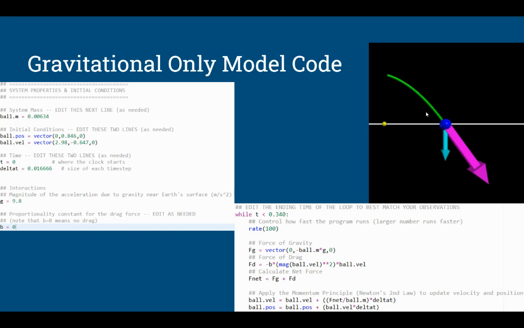So for the gravitational only model of the code, we have the ball mass. So this is just initial stuff that's going to be for both models. The ball mass, the position and velocity vector from earlier, our time, the change in t, g, and b. For this one b is 0 because we don't want drag. So that is just getting rid of that. And then we have our force of gravity, which is our gravity vector from earlier. I'll talk about F net next slide, but F net in this case is just equal to Fg. And then our two kinematics equations for updating velocity and updating position. And it gives us something that looks like this on the right. And so just two arrows pointing down.